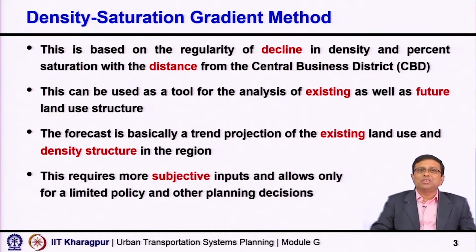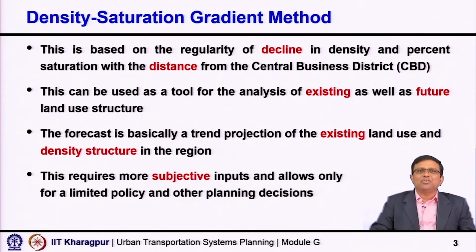This can be used as a tool to analyze the existing as well as future land use structure, and the forecast is basically a simple trend projection of the existing land use and the density structure in the region. Simplified model, of course, these are all early era models, but when we are learning the subject, these models are still very useful.